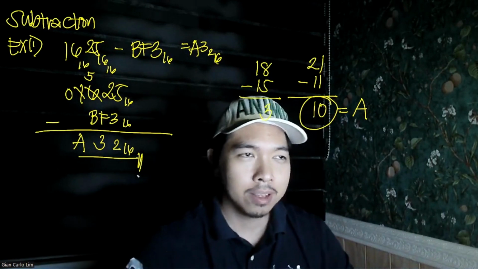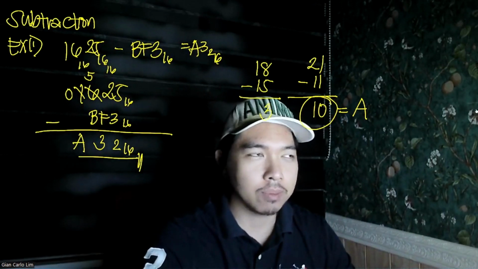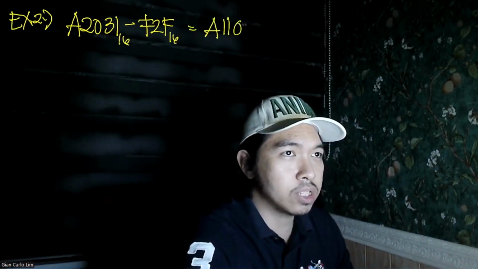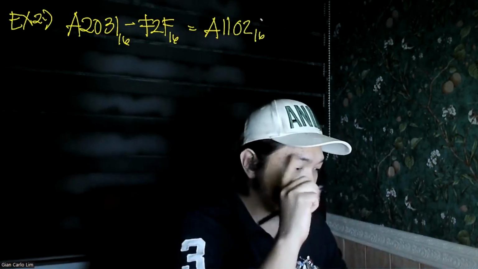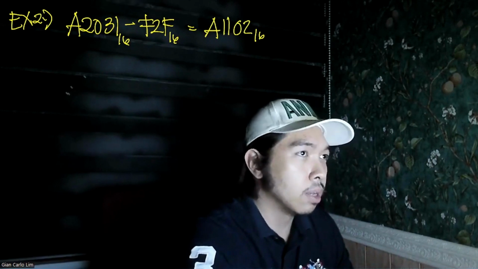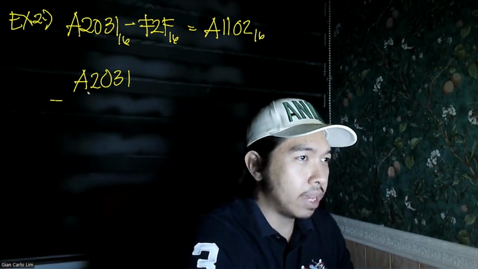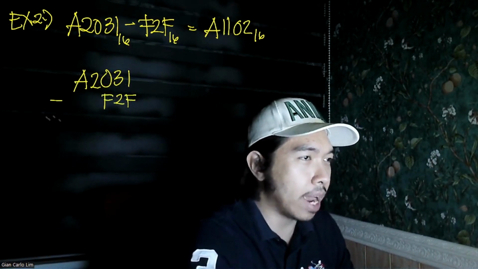All right. So let's try it with the other equation or the other problem. So for the other problem, we have A2031, and let's revert back that to A1102. And we know that is A1102 base 16. All right. So A2031 minus F2F. All right.